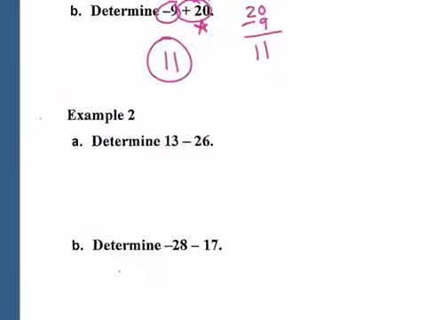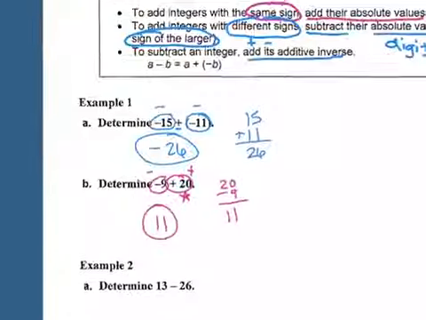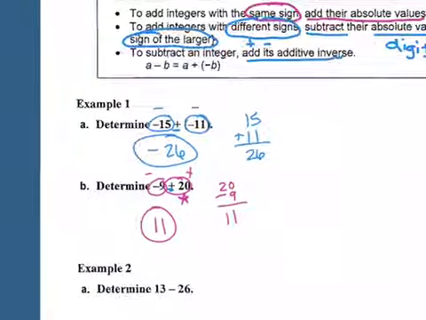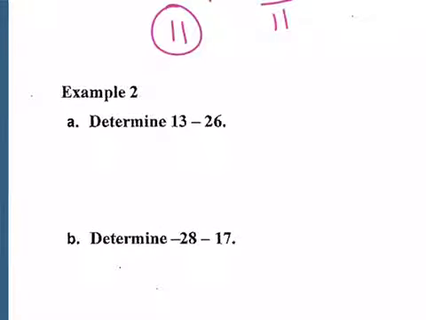Example 2, determine 13 minus 26. So up here we had plus signs in the middle, which kind of made it prettier for us. If it has a subtraction sign in the middle, you can still do the circle with the sign in front, or you can do keep, change, change. So if I keep 13 the same, change this subtraction to a plus sign, and then change this positive 26 to a negative 26. Now it's a little bit easier to see.